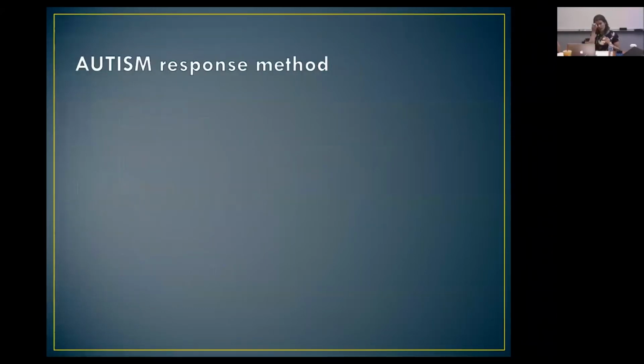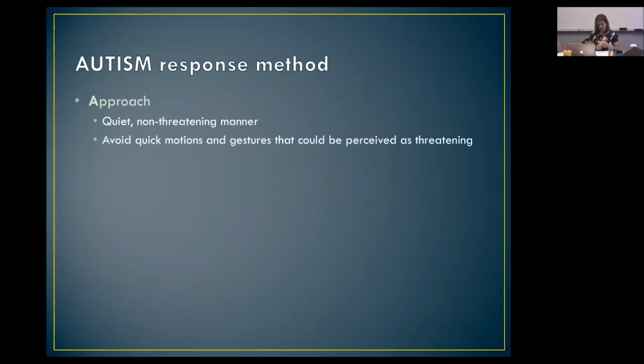So we'll talk about ways that you can alter your response if you suspect or know somebody to be on the spectrum. Like most things in medicine, we use an acronym for it, and this one's AUTISM. We'll start with A, the approach. You want to approach in a quiet, non-threatening manner. You want to avoid quick motions and gestures that might be perceived as threatening.